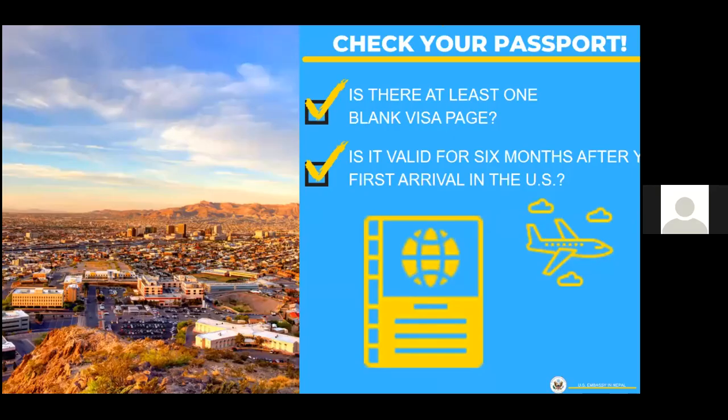Before you apply, make sure you check your passport. Make sure that there is at least one blank visa page for you to apply and get a US student visa. And is it valid for 6 months after your arrival in the United States? This is very important. Make sure that your passport is valid so that you don't have to renew your passport and come back to Nepal for that process.